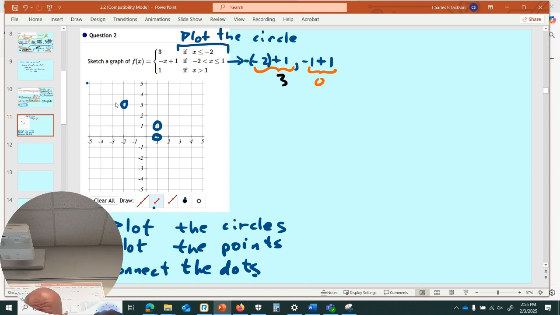Plot the points. This is the traditional plot the point exercise. You have values of x. We're going to get values of y, so it's the old table.